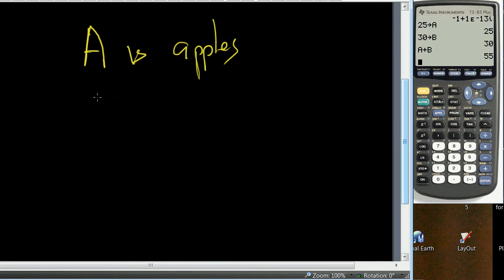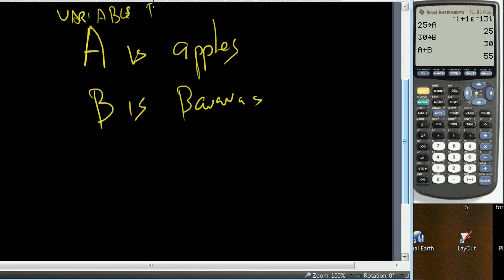And also write down on a side sheet of paper, and that's why I have this up over here. Hopefully, though, A is apples, B is bananas. So these are variable declarations.